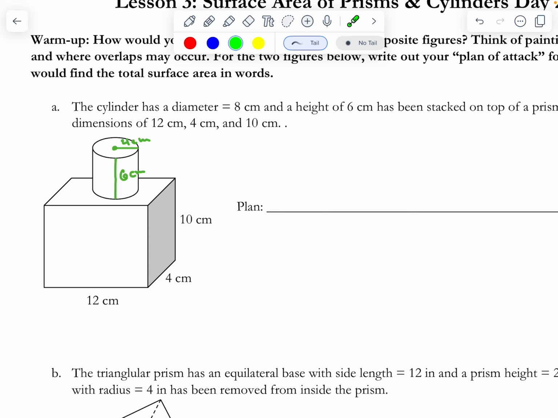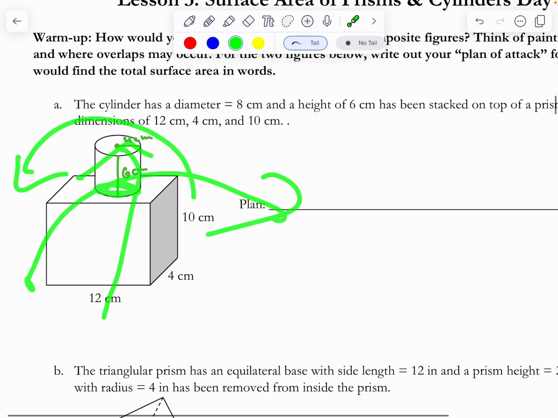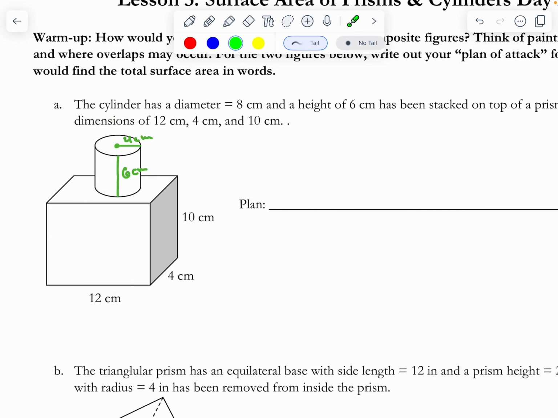Because we are looking for that surface area. But you know where we can't paint no matter how much we try, right? Whether I move this way or that way or anywhere to try to get at it, is right here where these are joined at the base of that cylinder. So when we are trying to find the surface area, we actually have to omit this base of the cylinder.